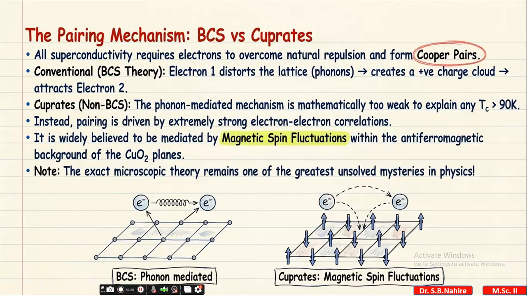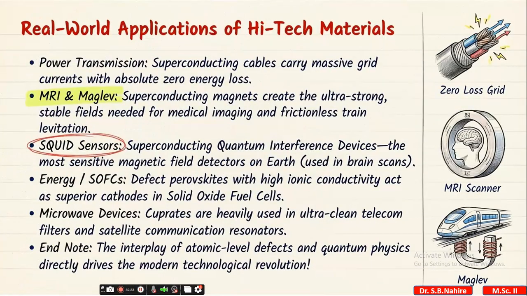Now let us understand the real-world applications of high-tech materials, especially superconductors and defect perovskites. First point, power transmission. Superconducting cables can carry very large currents with zero energy loss. This makes power transmission highly efficient. Next point, MRI and maglev applications. Superconducting magnets produce very strong and stable magnetic fields. These are used in MRI machines for medical imaging and in maglev trains for frictionless movement.